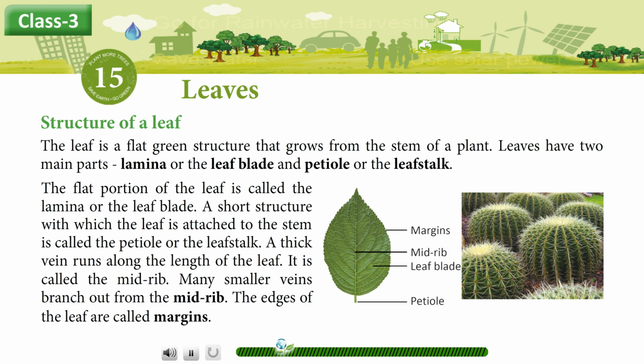A thick vein runs along the length of the leaf. It is called the midrib. Many smaller veins branch out from the midrib. The edge of the leaf is called the margin.